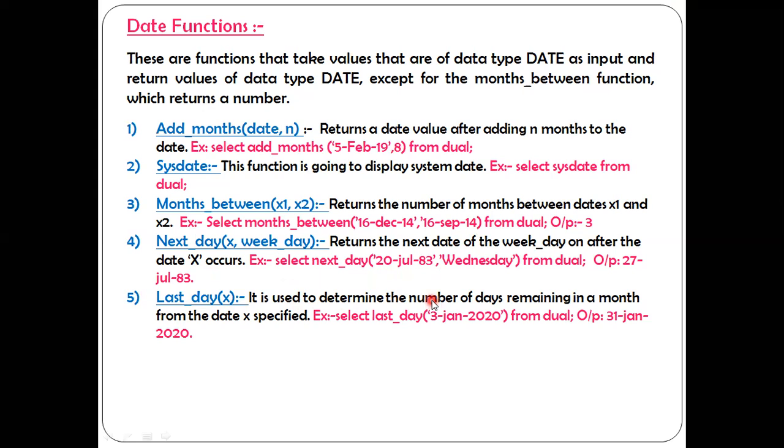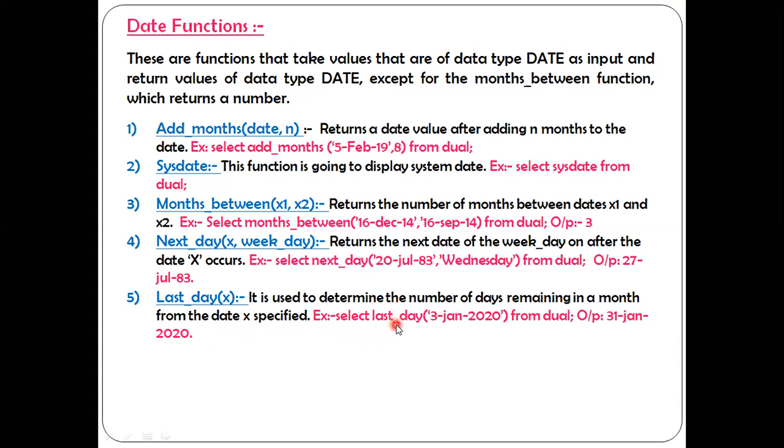It is used to determine the number of days remaining in the month. Each and every month will have different days, like January is 31, February 28, March 30, 31, 30, like this. So in order to determine in which month how many days are there, you can use this function, LAST_DAY of x. It is used to determine the number of days remaining in the month from the date x specified.